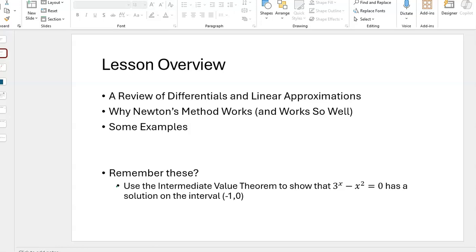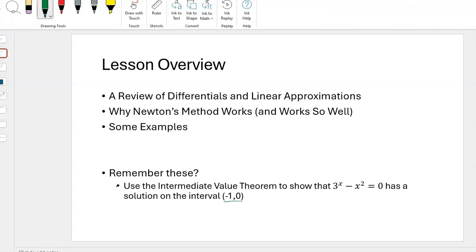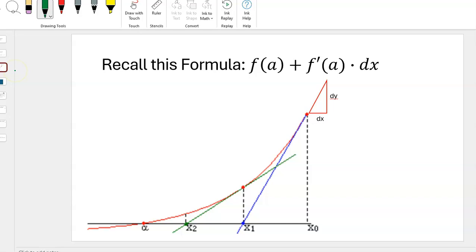But if I ask you to figure out what that solution is, we would have to narrow down this interval over and over and over again until we found a combination that worked. A long process taking way too long. Instead, let's use our knowledge of differentials. So recall this formula that we worked on in our last lesson, f of a plus f prime of a times dx. Now if you notice this where it says x sub 0, that's going to be my original known point. So we want to call that our known point.